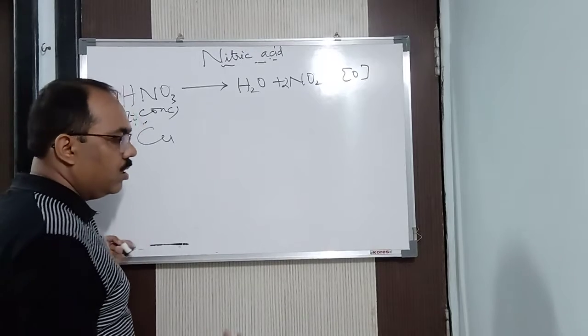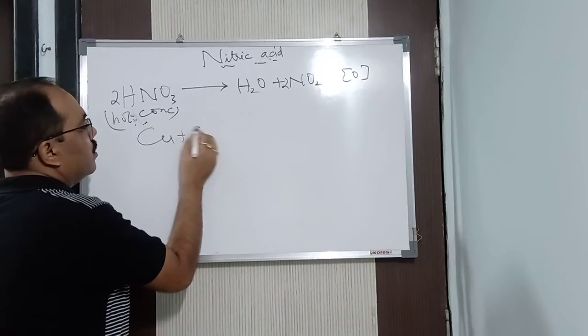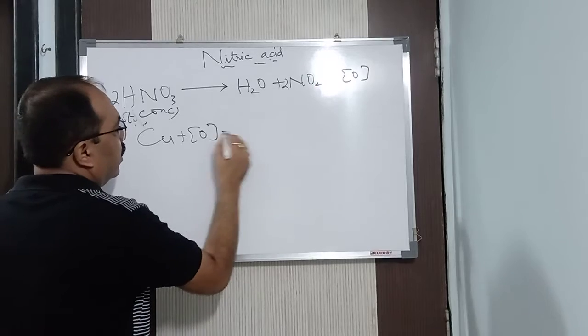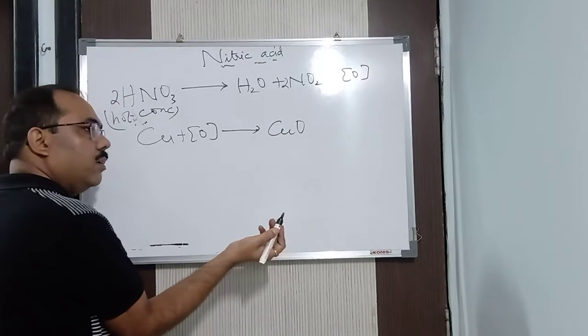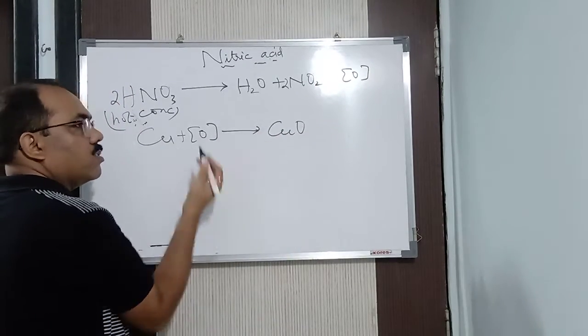Alright, this equation is clear. So here copper plus this nascent oxygen. See here, from nascent oxygen I will get it here. What will it be? Copper oxide. Simple. Alright, copper plus nascent oxygen, you got copper oxide.